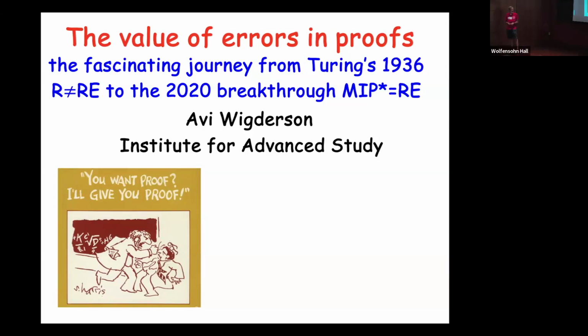So I want to tell you about proofs, and the value of errors in proofs, which is obviously not what you think. And the subtitle is very long: The Fascinating Journey from Turing's 1936 proof of undecidability to this recent breakthrough, MIP star equals RE, which is, I think, the main reason physicists, quantum physicists in particular, are suddenly interested in interactive proofs.